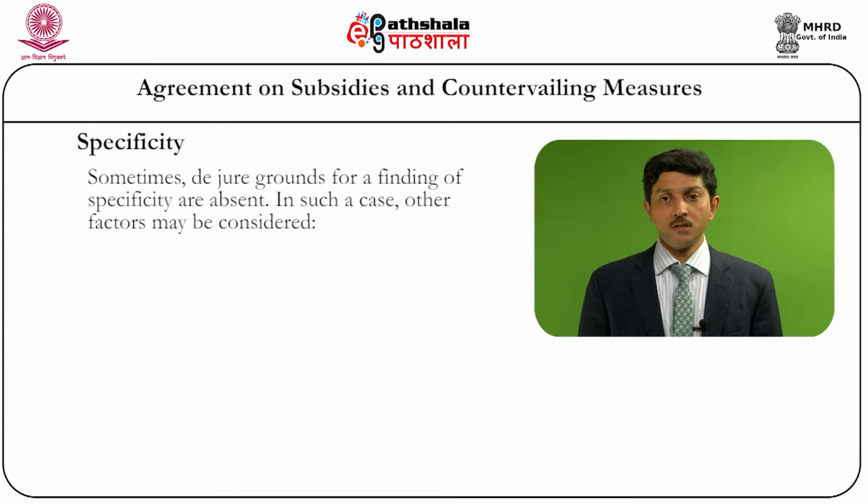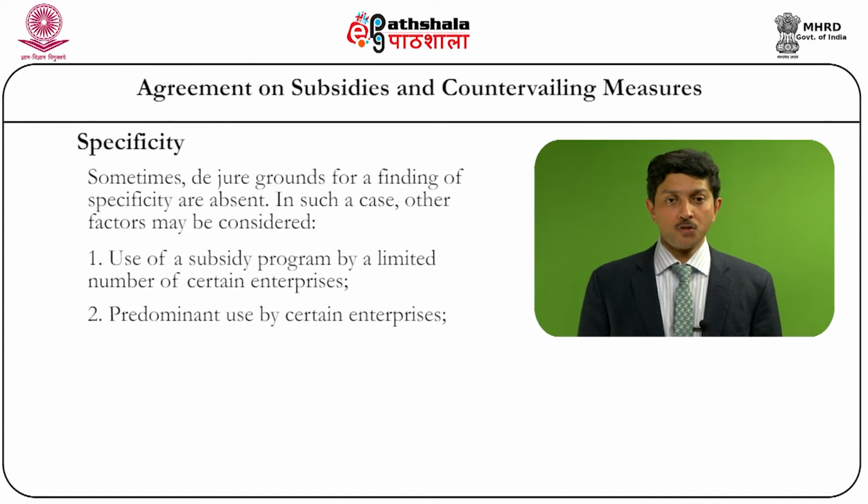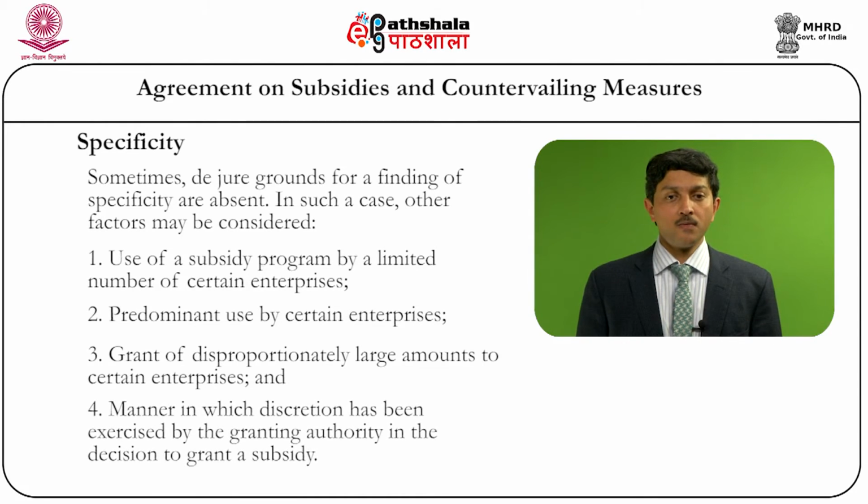In such a case, the other factors that may be considered in finding out whether a subsidy is given on de facto grounds include the use of a subsidy program by a limited number of certain enterprises, predominant use by certain enterprises, grant of disproportionately large amounts to certain enterprises, and the manner in which discretion has been exercised by the granting authority in the decision to grant a subsidy.